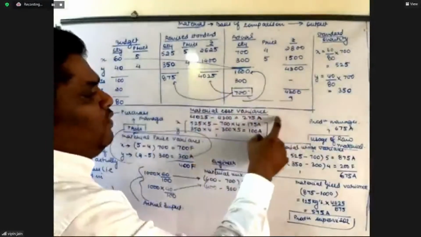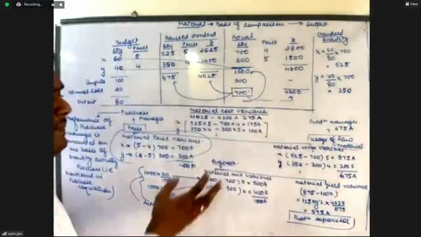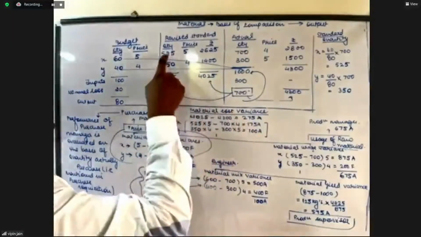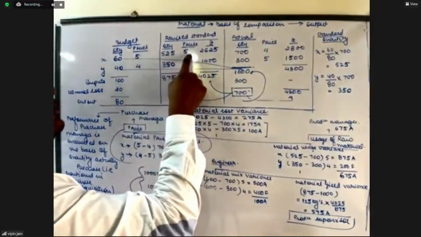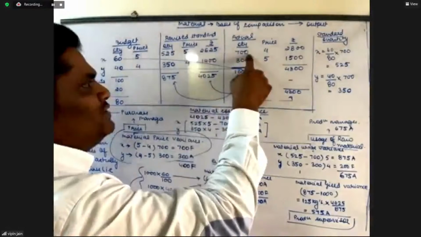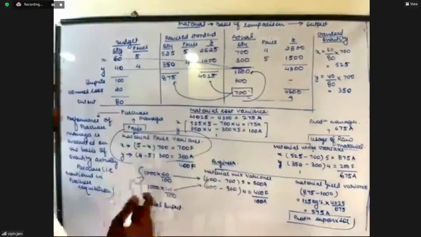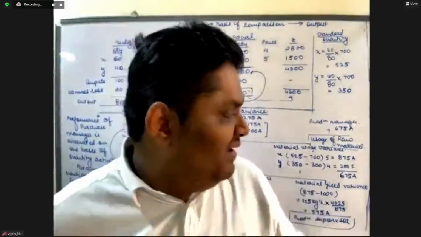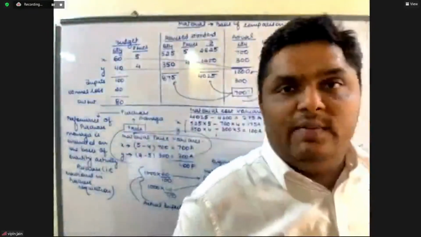We call it material cost variance, that is 275. Alternatively, we can calculate material cost variance as: 525 was supposed to be used at the rate 5, but we actually use... One second, guys. Let me use the red marker.